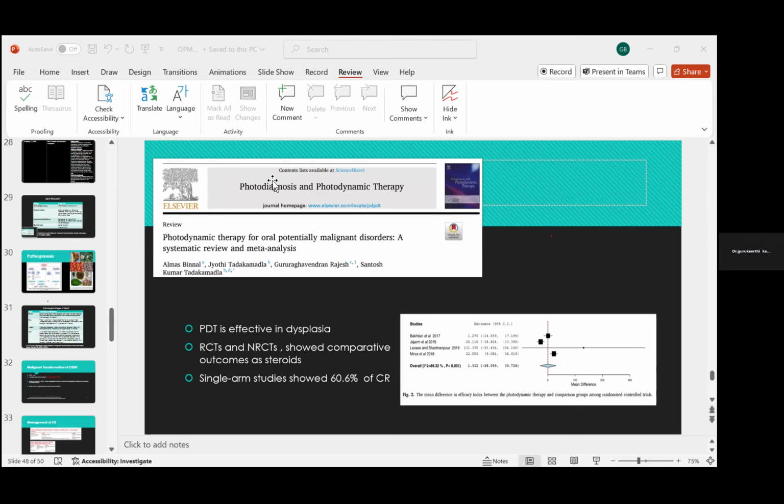Another question is about oral exercise in grade 3 oral submucous fibrosis. Patient complains of severe pain. How do we deal with it? What should be the ideal time and frequency of oral exercise?